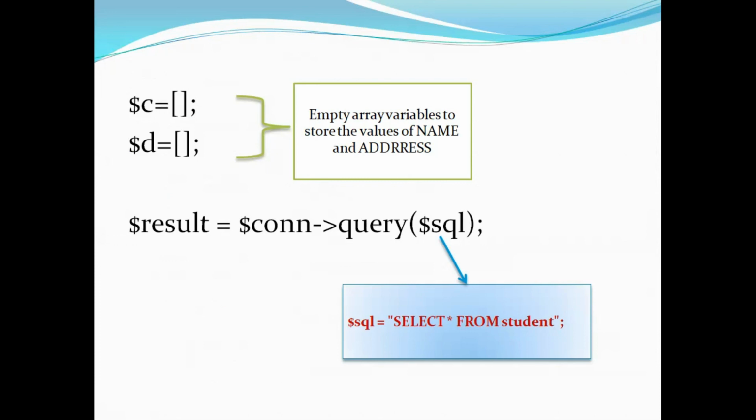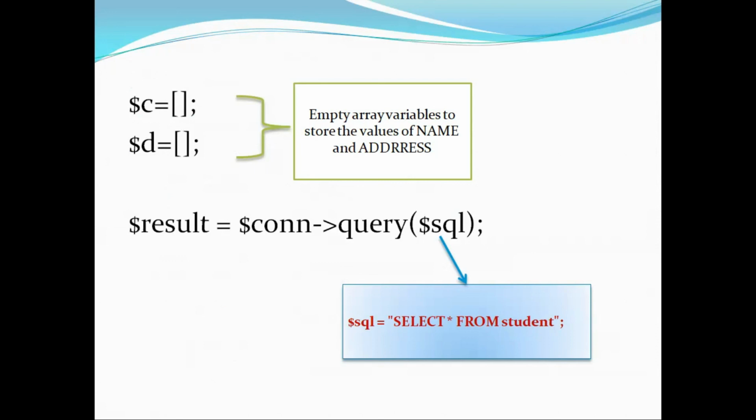The next thing is we are taking two empty arrays to store the values of name as well as the address. As I said, initially we take one empty array A for USN. Next, two arrays C and D for storing the values of name and address. Next, we execute the SQL query select star from student in order to display the student records.